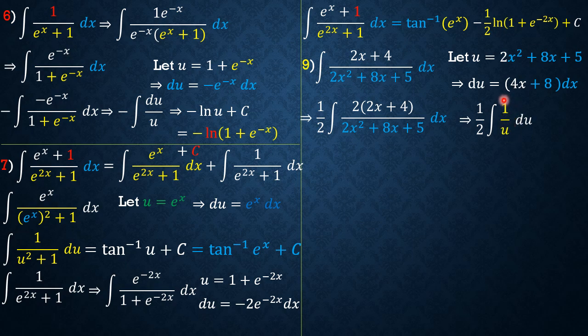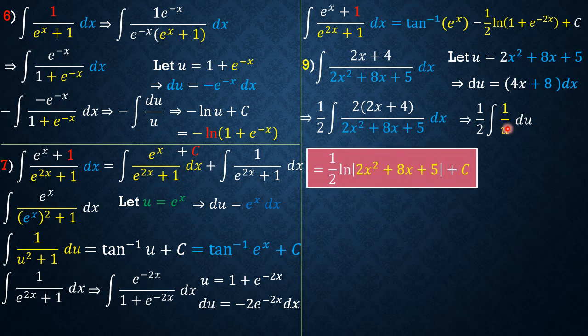But friends, what is the integral of 1 over u du, guys? We have been doing it so many times. It is the natural log of the absolute value of u. But what is our u, guys? Our u is simply 2x squared plus 8x plus 5. Great. That's our answer, guys. That's what we have.